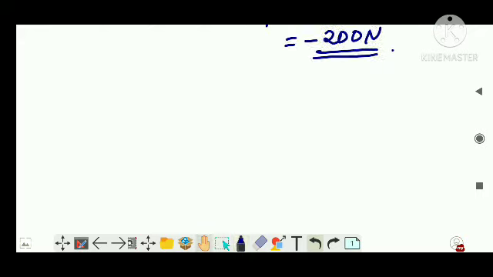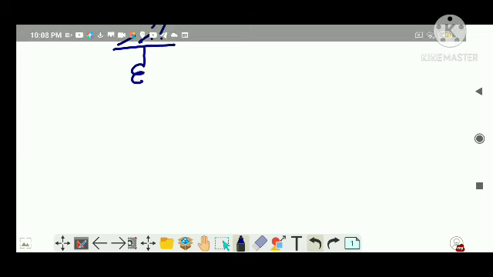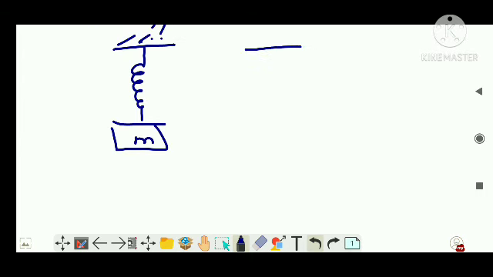Now we'll do a lot of questions regarding the same itself. We have to make this one very, very thorough. Let's say this is a spring, right? You are having a block M. Let's say we applied some force, right?